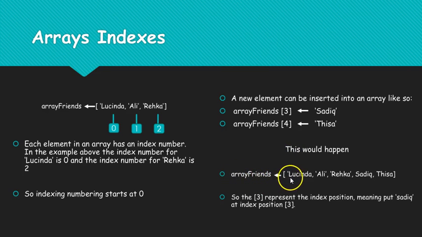The array actually becomes a longer list now. So now we've got Lucinda, Ali, Rekha, Sadiq, and Tisha at position 0, 1, 2, 3, and 4. So now 3 represents the index position, which is 0, 1, 2, 3, which is Sadiq. Okay, Sadiq has been put into index position 3.